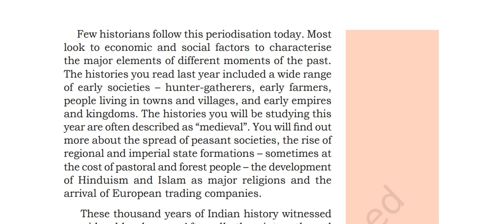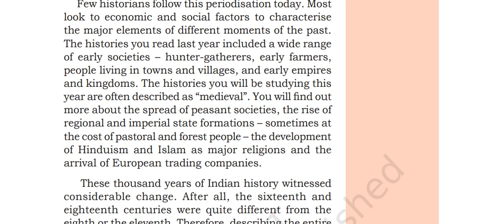The stories you read last year included a wide range of early societies: the hunter-gatherers, early farmers, people living in towns, villages, and early empires and kingdoms. The histories you will be studying this year are often described as medieval. You will find out more about the spread of peasant society, the rise of regional and imperial state formation, sometimes at the cost of pastoral and forest people, the development of Hinduism and Islam as major religions, and the arrival of European trading companies.